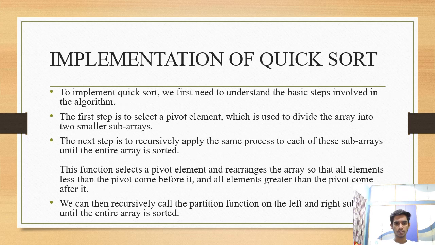Moving on to its implementation. To implement quicksort, we first need to understand the basic steps involved in the algorithm. The first step is to select the pivot element, which is used to divide the array into two smaller subarrays. The next step is to recursively apply the same process to each of the subarrays until the entire array is sorted. This function selects a pivot element and rearranges the array so that all elements less than the pivot come before it and all elements greater than the pivot come after it. We can recursively call the partition function on the left and right subarrays until the entire array is sorted.